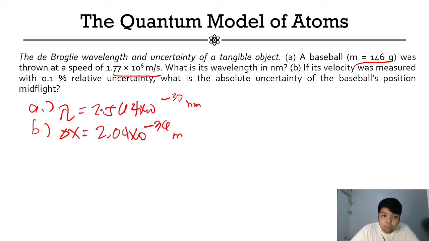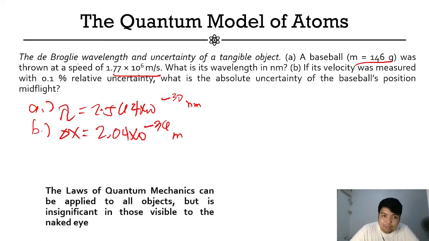Okay, so what does this mean? It means that these laws that we have shown here, which are the laws of quantum mechanics, can be applied to all objects, but it's really insignificant to those viewed with the naked eye.